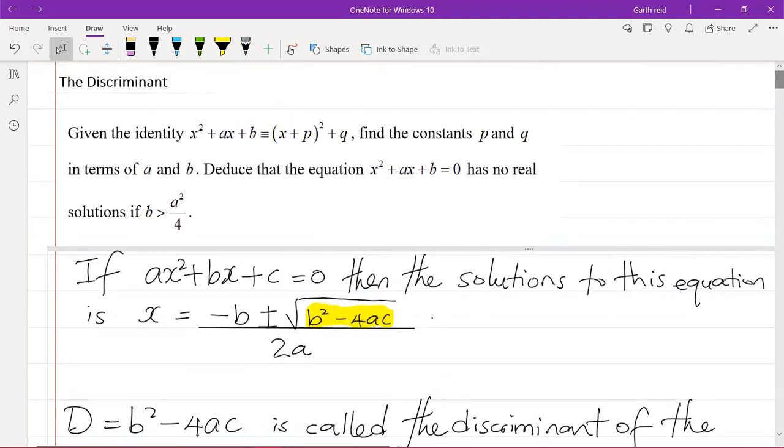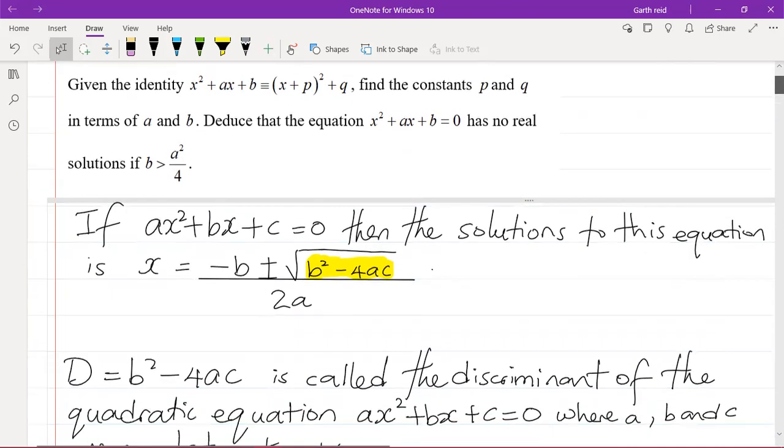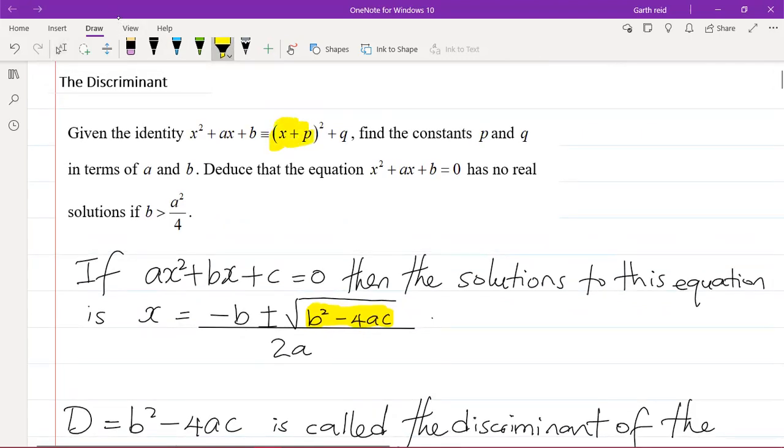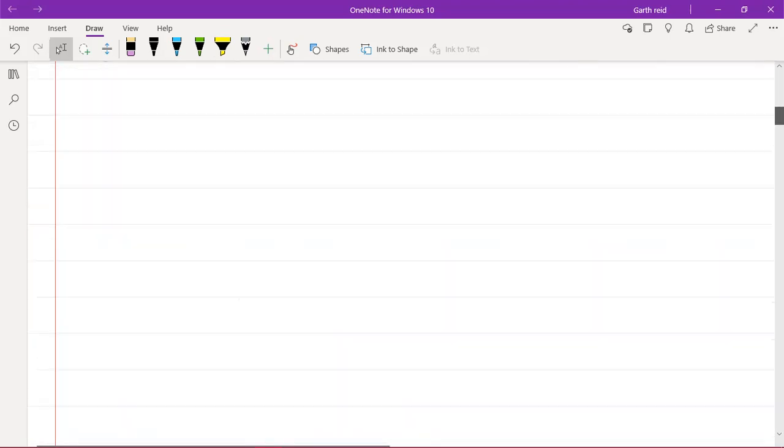Now let's get into the question. First, it says that we are to find the constants p and q in terms of a and b. What we want to do first is to write the quadratic on the left-hand side of the identity as x plus p all squared plus q. The way that the quadratic is written in this form is what we call the vertex form, so it means that we have to complete the square for this quadratic. Let's do that here.